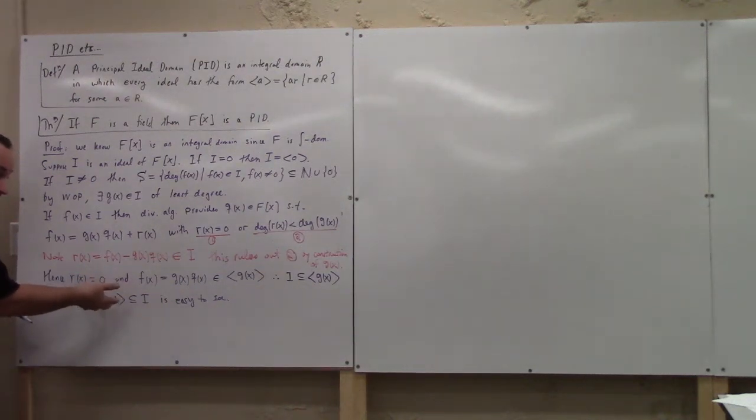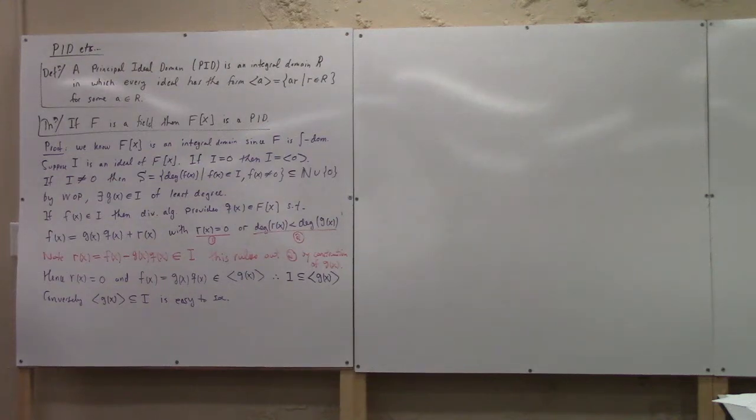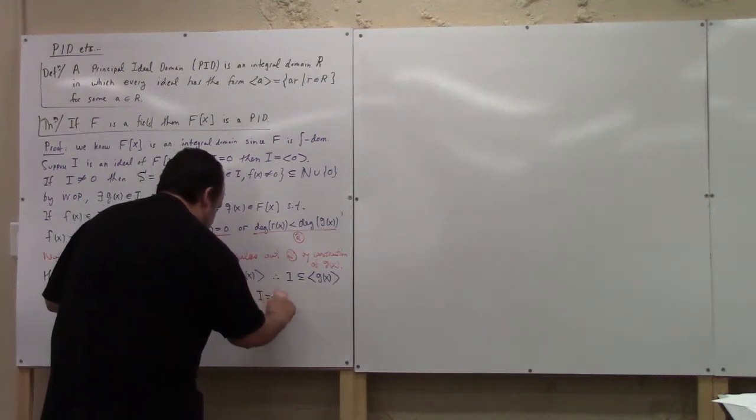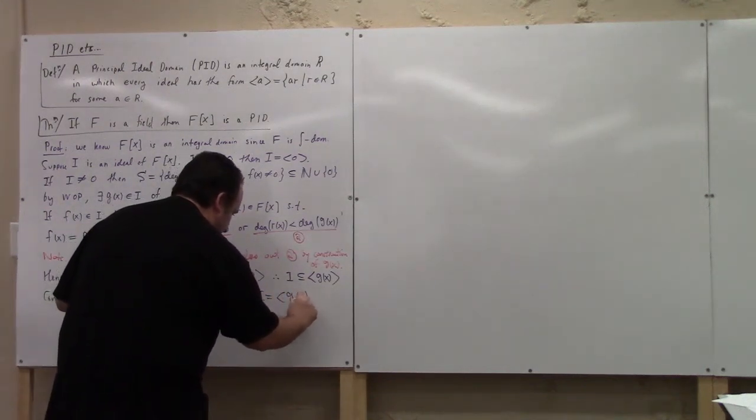But since I is an ideal, any polynomial multiple of g of x is again in I, because g of x is in I. So essentially, by closure, this is a subset. By definition of ideal, that's a subset. But if two sets contain each other, that means the sets must be equal. That's right. Therefore, I is equal to the ideal generated by g of x, which is what we're trying to show.